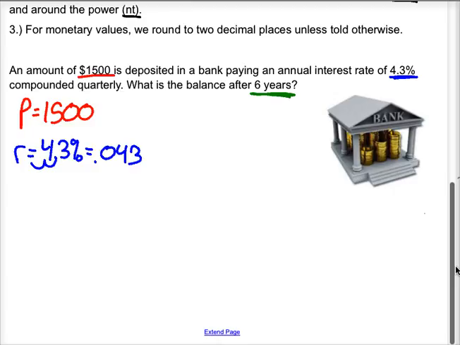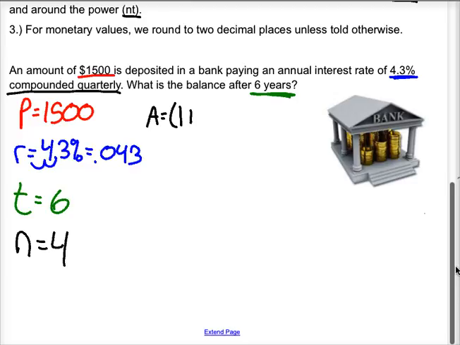We're talking about 6 years. And our N is talking about being compounded quarterly. Well, being compounded quarterly, remember there's 4 quarters in a year. So my N is going to be 4. So again, the first thing I'm going to do for all of these is I'm going to label those out. And now I'm ready to plug everything in. So I'm sorry, I forgot my starting value.